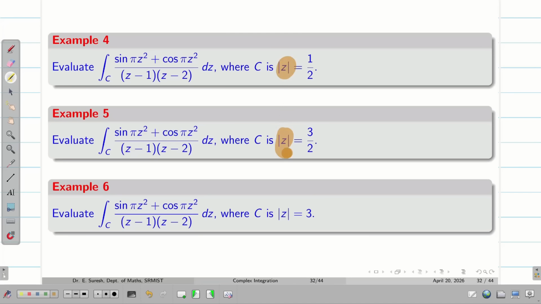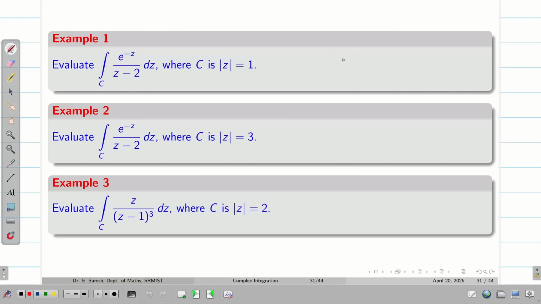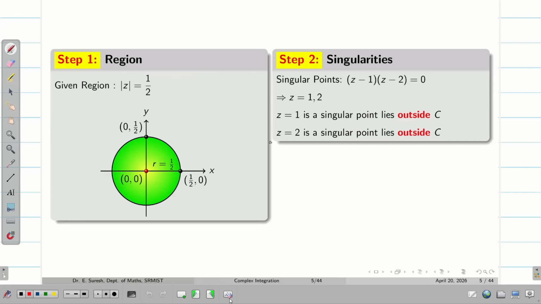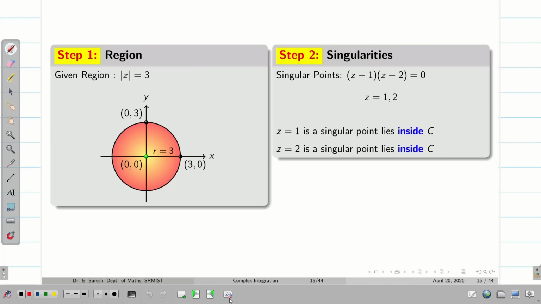We see my given region is simply mod z equal to some radius r. You can see the first video also. Everywhere we have mod z equal to some radius 1, 3, 2, etc. In this case, it is very easy to find a singular point, z equal to 1 or z equal to 2 or z equal to 3, etc., whether it lies inside or lies outside. By drawing the circles, we can easily identify the singular points whether it lies inside or outside C.